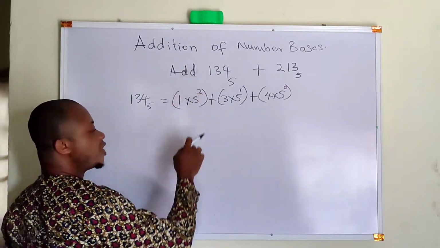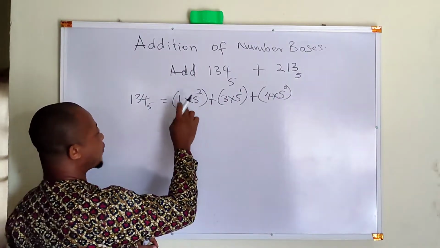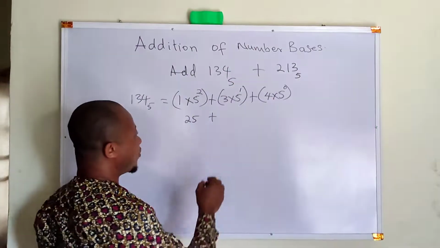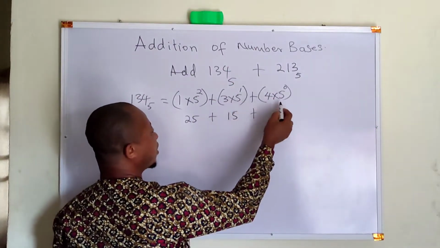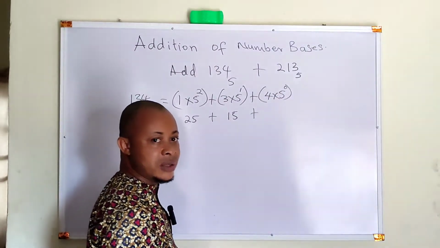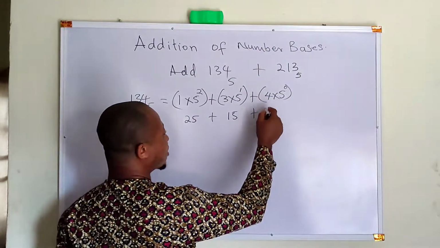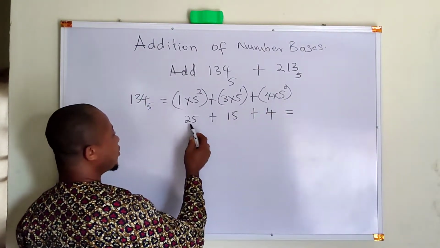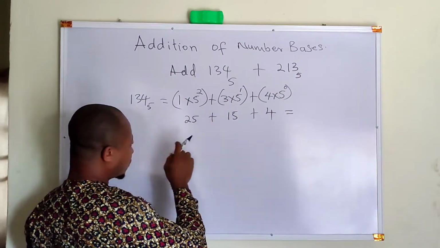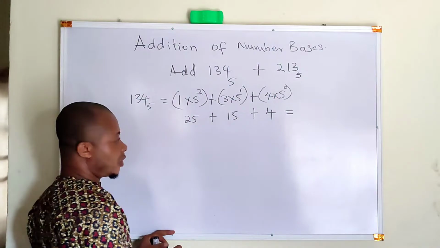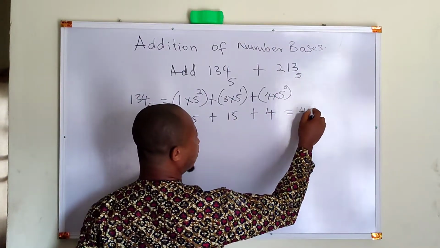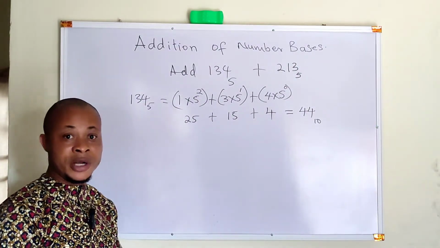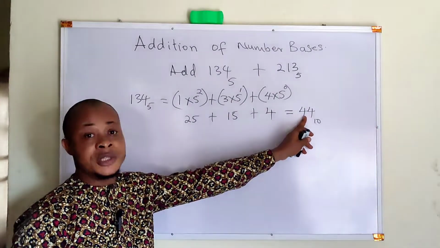5 raised to power 2 means 5 times 5, which is 25. 25 times 1 will give us 25, plus 5 raised to power 1 is 5. 5 times 3 will give us 15. Then any number raised to power 0 is 1. That means 5 raised to power 0 is 1. 1 times 4 will give us 4. Now let's add them up together. 25 plus 15 will give us 40. Right? 40 plus 4 will give us 44. And this 44 now is the number in base 10, otherwise called decimal number or ordinary number. So you can comfortably call it 44.